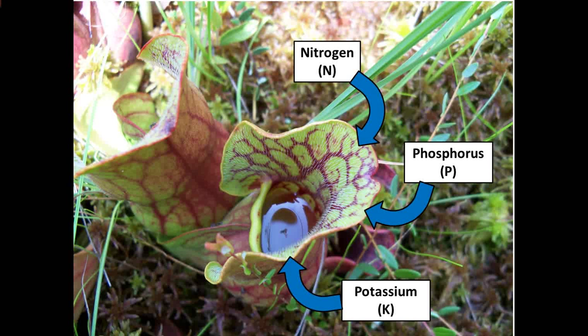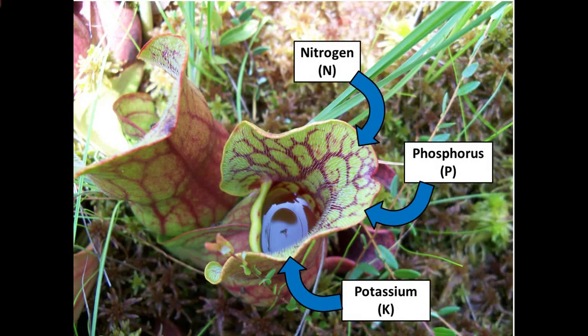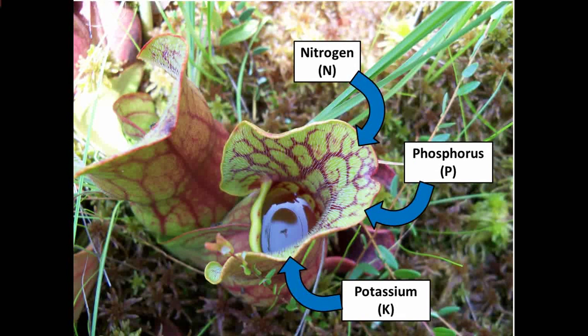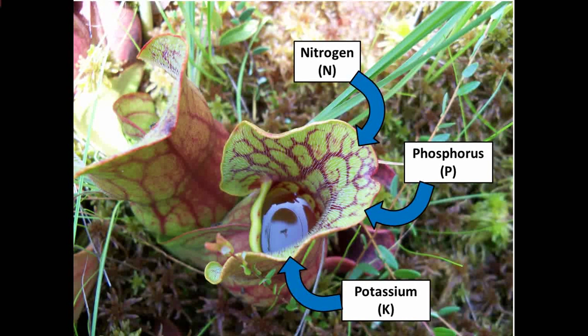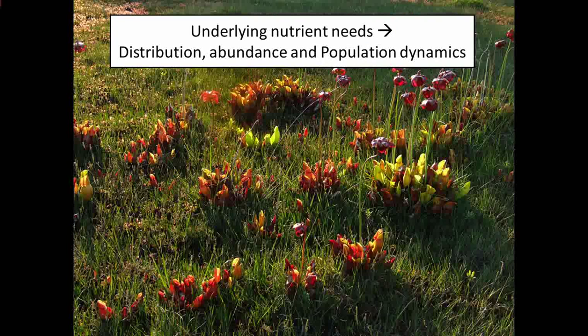Now, the importance of studying nutrients in pitcher plants is that it'll help us understand the relative nutrient uptake in these species, as well as the underlying physiology of a given plant species and what the relative nutrient needs are. So in terms of nitrogen, phosphorus, and potassium, which are 3 of the key macronutrients. It also could help us understand patterns of species distribution, abundance, and population dynamics. So why is this species here? Why is this species there?